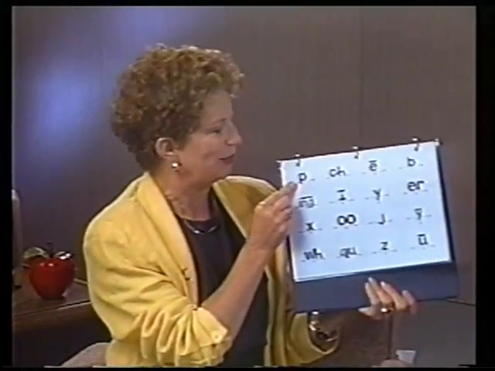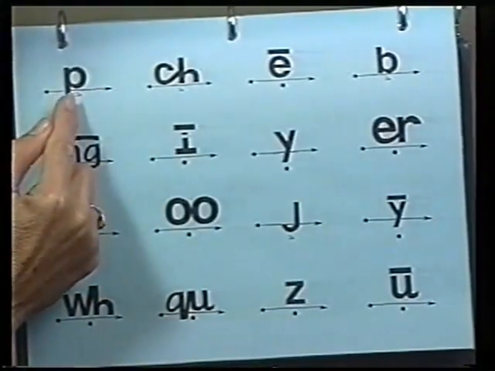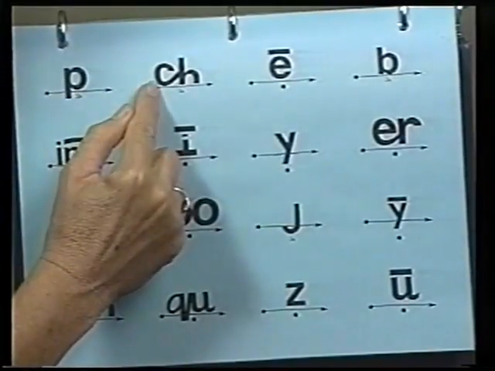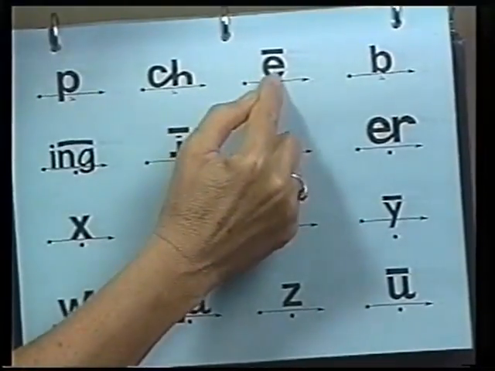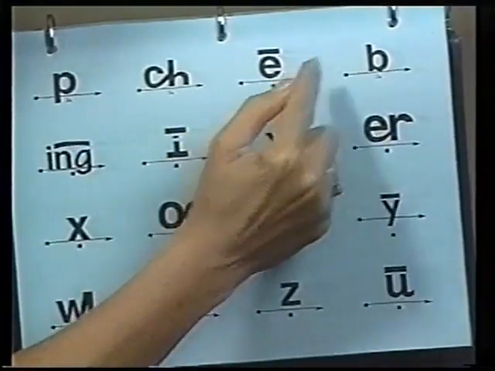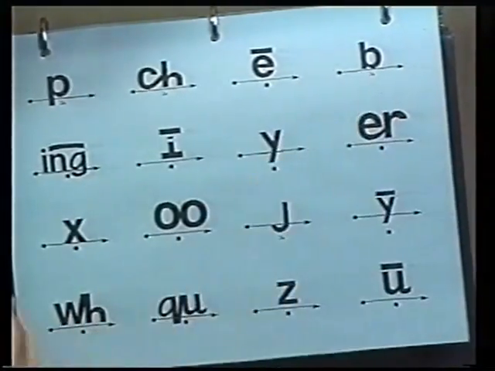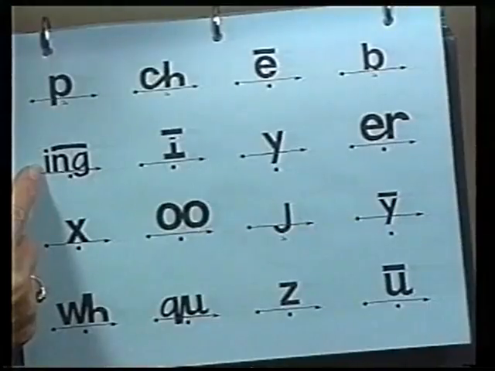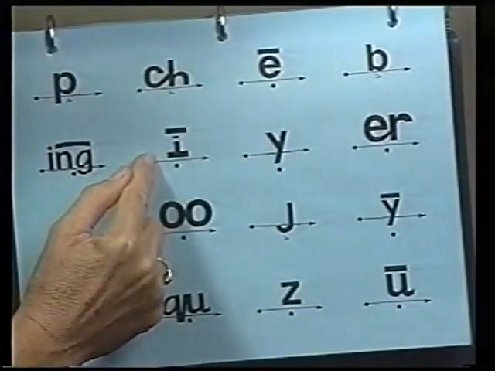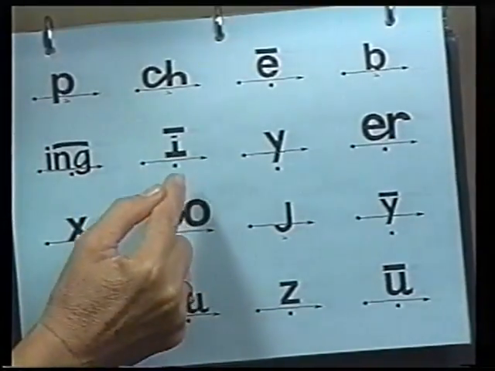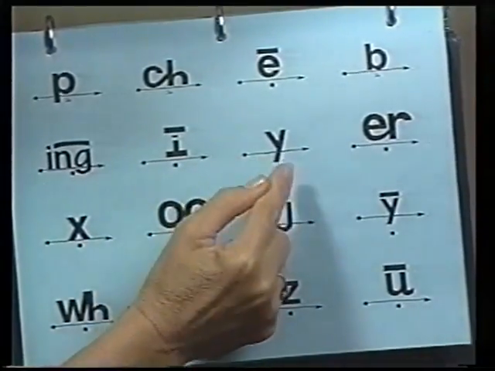Boy, it's a long one. Here we go. First one's a quick sound. Get ready. Yes. P. Get ready. Yes. Ch. Get ready. Yes. E. Another quick one. Get ready. Yes. B. Right, here we go. Get ready. Yes, ing. Get ready. Yes, I. Get ready. Yes, ye.